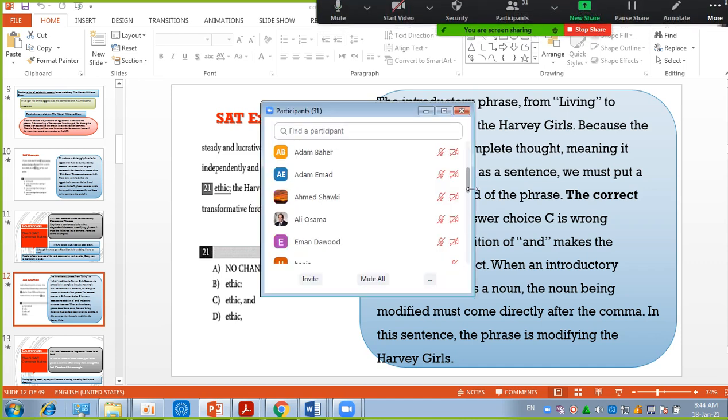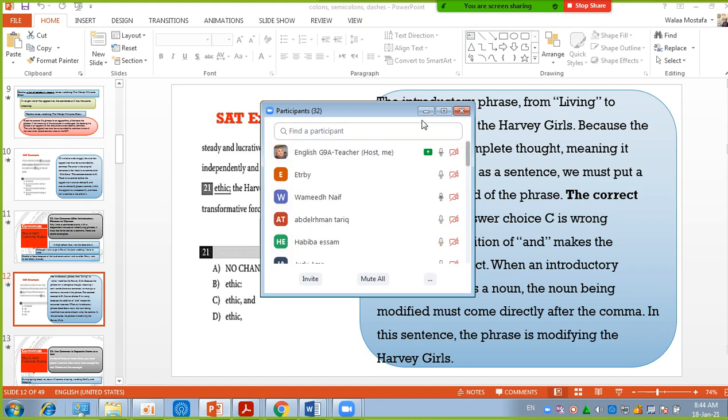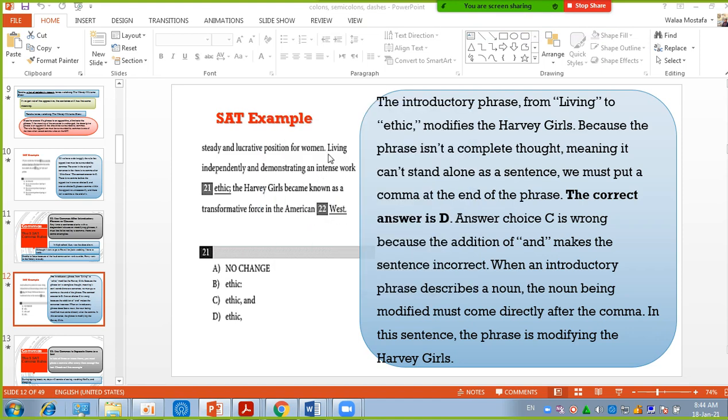Living, participle phrase. Yeah, that's right. It's a participial phrase. It starts with a verb with ing, the present participle, living. So the sentence starts with a phrase. What do you call this phrase? Introductory phrase. What do you mean introductory? I begin the sentence with it. And as long as the phrase is so weak, what do I have to put after the end of the phrase? A semicolon, is that correct?